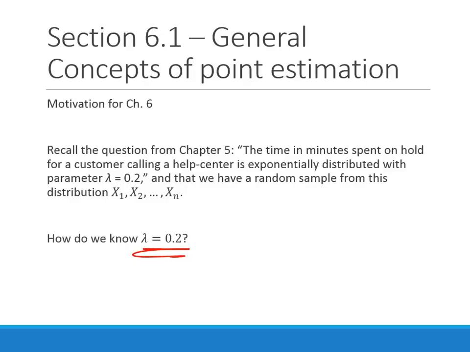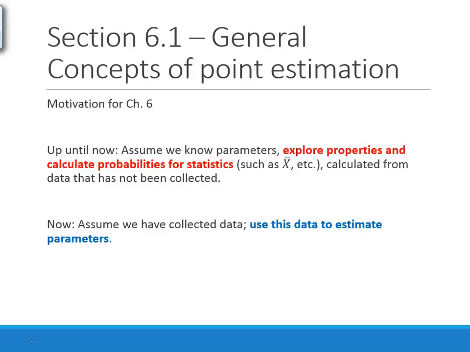That's more an assumption we'll make, but the issue is, how do I know that lambda is 0.2? And so this leads us nicely into what we're going to talk about here in Chapter 6. Up until now, we've assumed that we know what the parameters are. It was exponential with lambda 0.2. It's normal with mean 63 and variance 9. In any of the examples that we did, we've always assumed that we know what the mean and the variance are.